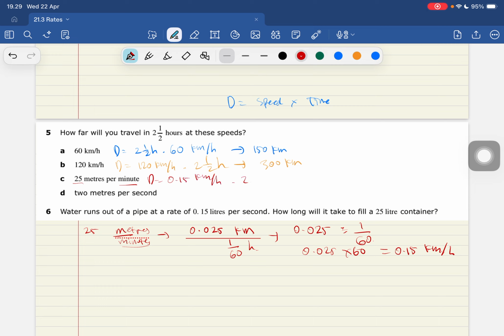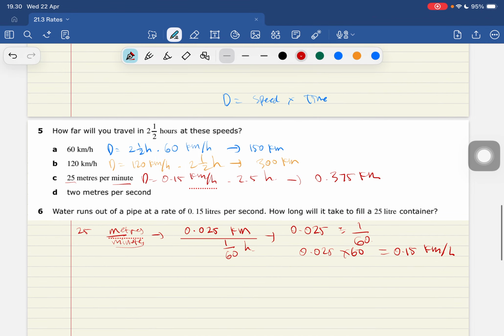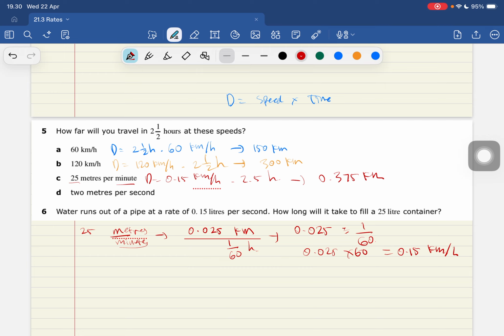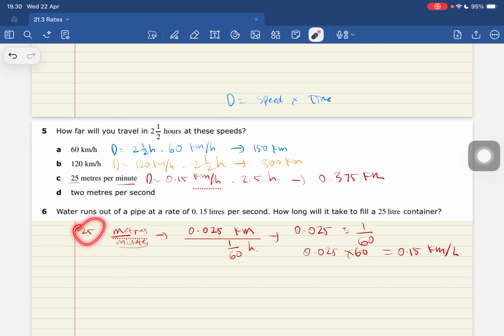So the distance is 0.15 kilometer per hour. We will multiply by 2.5 hours. So we got 0.375 kilometer. Okay, so here meters to kilometer. So 25 meters equal to 0.025 kilometer.